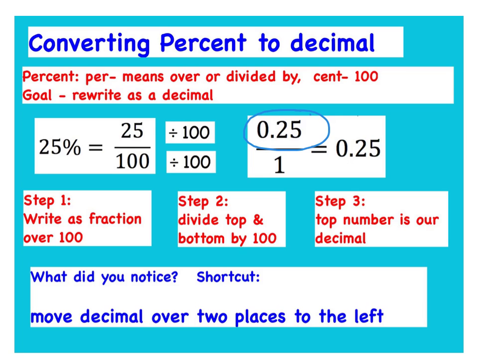Now, what you should notice as you compare the original 25% with our decimal, 0.25, is that our shortcut is that we can move the decimal over 2 places to the left to take a percent and make it a decimal.